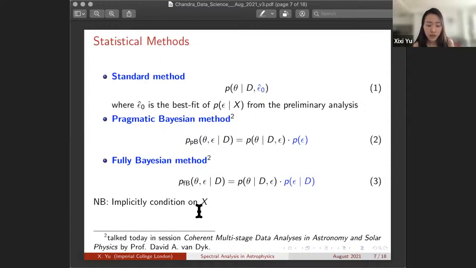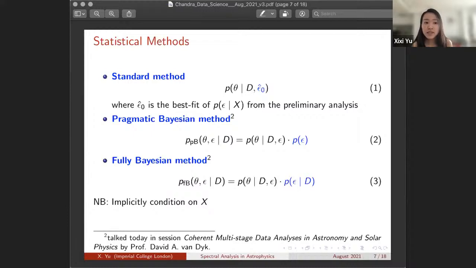We have incorporated three different statistical methodologies. The first one is the most commonly used one, the standard methodology, where we assume epsilon, which is the emissivity, to be the best-fit estimate from the preliminary analysis. In this case, we don't account for any uncertainty in the atomic data. So to eliminate this disadvantage, we want to fit the spectral parameters given the observed photon counts, while in the meanwhile still accounting for atomic uncertainties.